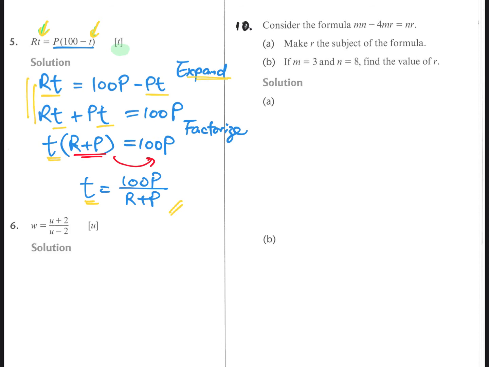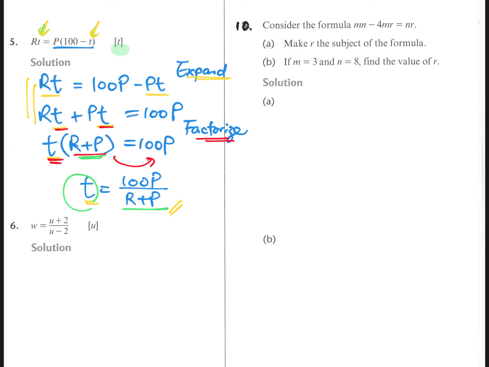And in this step, we need to do expansion to break down the brackets. Once the Ts are all together, then you take out the common factor of T by using factorization. Finally, you remove the term next to T, put it on the right hand side and make the formula for T. And the most important thing is T is single on one side, which is called the subject.